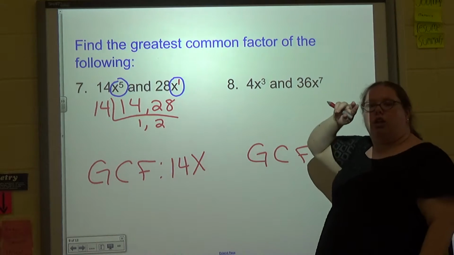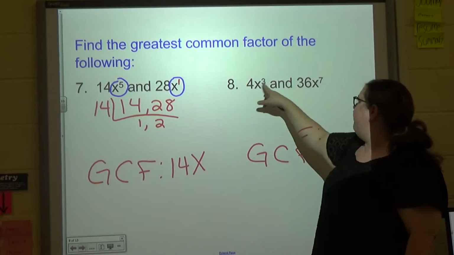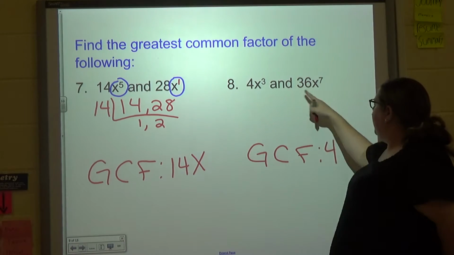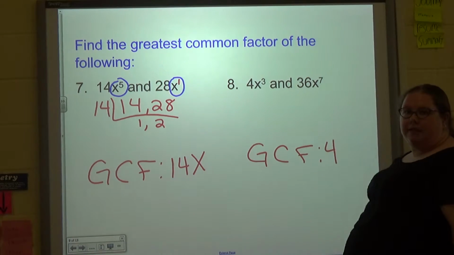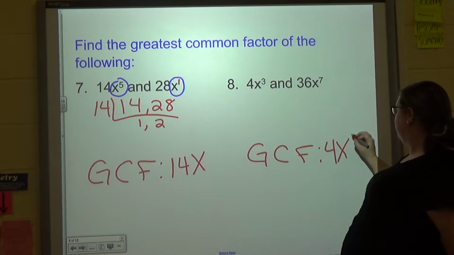What's the biggest number that goes into both 4 and 36? Hopefully you recognize that 4 goes into 36. And then we have x cubed and x to the 7th. Which one's smaller? X cubed. And we're done.